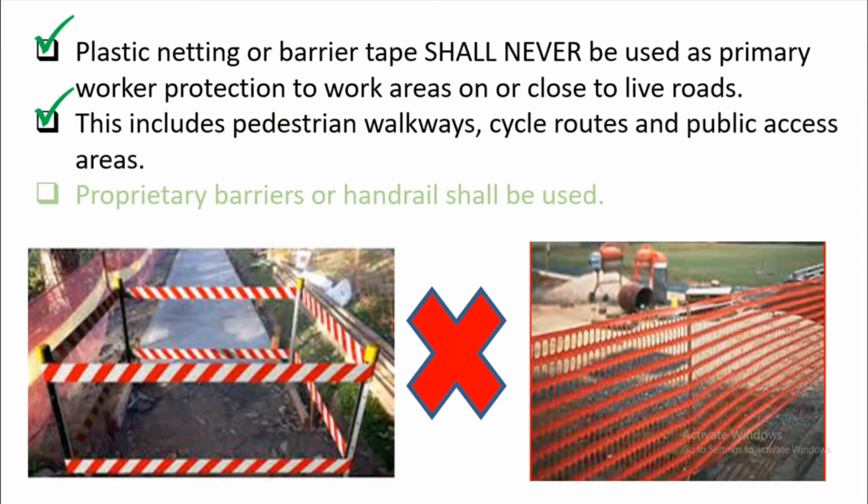This includes pedestrian walkways, cycle routes, and public access areas. Proprietary barriers or handrails shall be used. So when there are pedestrians, we need to make sure that barriers and handrails are installed. In the pedestrian access, we cannot make them safe with the installation of nettings and plastic barriers, except if you fix them properly.